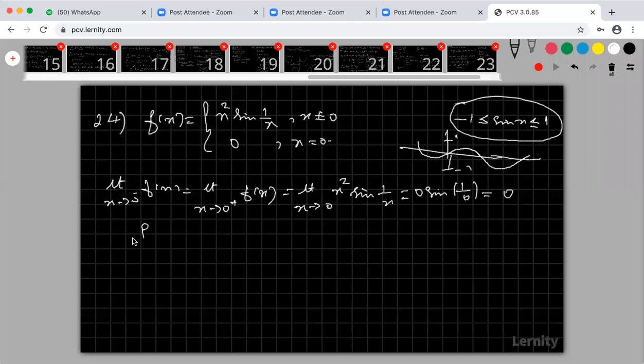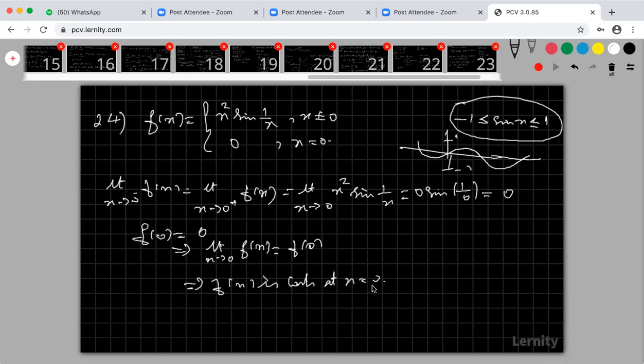Now come to the value of the function. What is the value of the function? My f of 0 is 0 only. So these two are equal: the limit as x tends to 0 of f of x, and f of 0. The limit of the function and the value of the function both are equal. So therefore, my f of x is continuous at x is equal to 0.